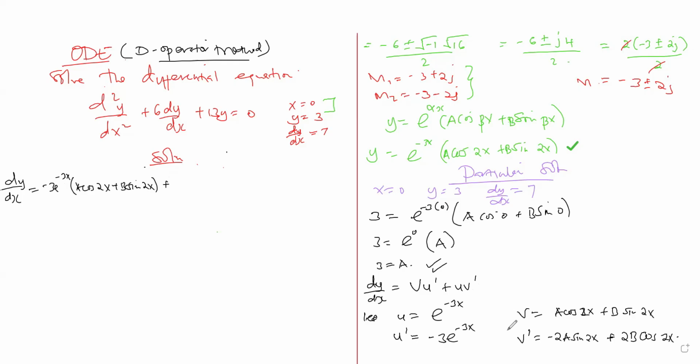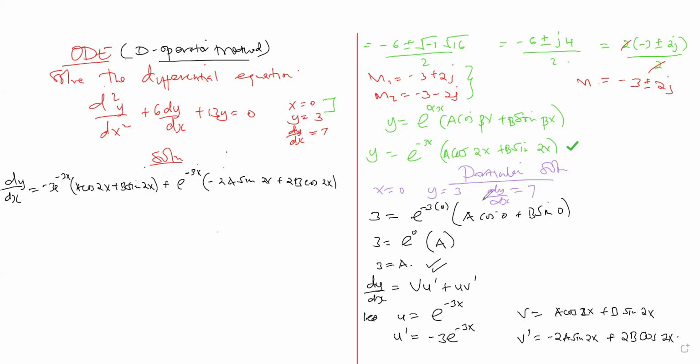u v prime. So u is our u here, which is e to the negative 3x, then v prime is this, so negative 2a sine of 2x plus 2b cos of 2x all together. Yes, now that is your function. So you really don't need to open the bracket. What you need to do at this point is to replace your values, your limits.